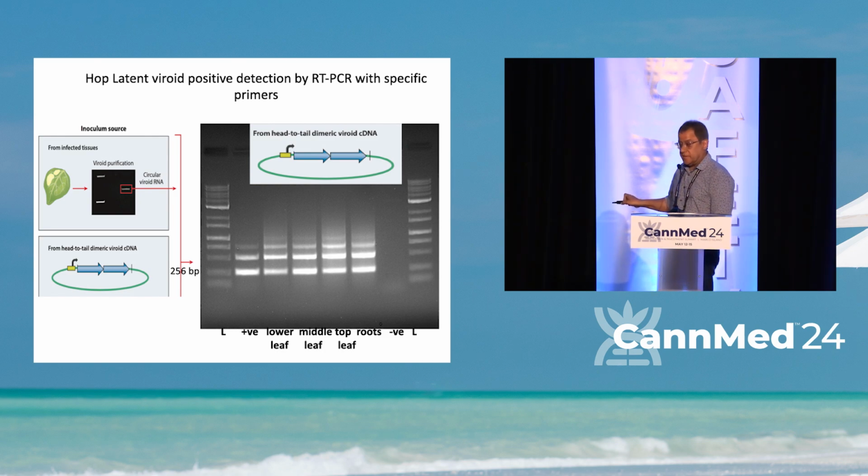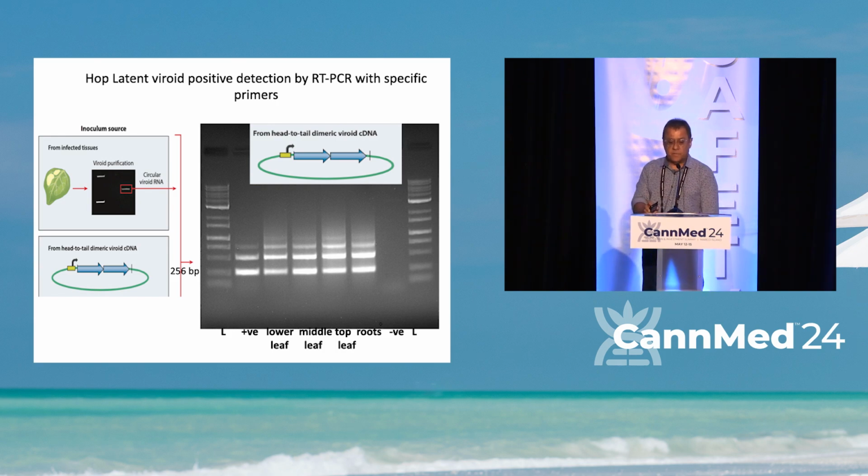You notice in this plant that the viroid is everywhere, going from the lower leaf to the middle leaf to the top leaf, as well as in the roots. So in this case, this is a systemically infected plant.